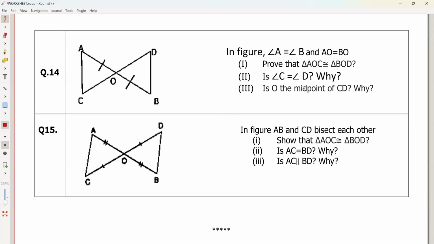Okay, students. If you are thorough with this chapter, then ninth standard concurrency of triangles is very, very easy. The same you are going to learn in ninth standard.